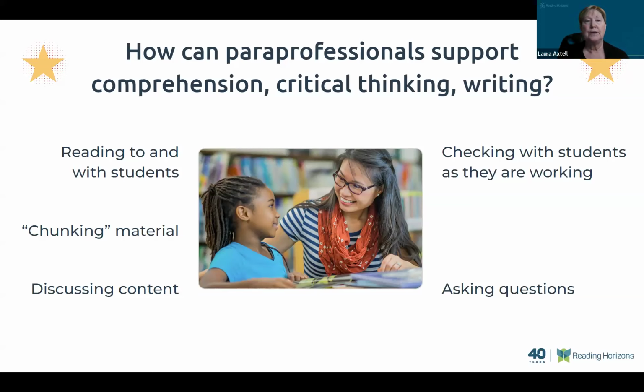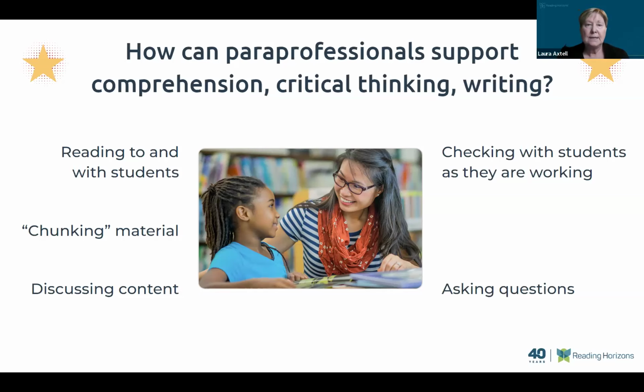So reading with and to students, if they have been working on math word problems or a passage or a novel or something like that. Chunking material can be really important for many students. We often give our students pages of text at a time, and they really need it broken down. So really helping to chunk material so that they can do exactly what their classmates are doing in that Tier 1 instruction, but we're just going to lessen the load. We're going to reduce the cognitive load.